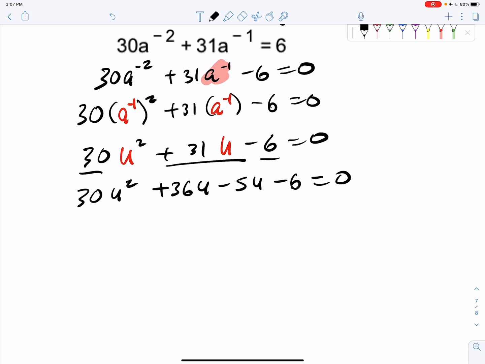Okay, now we group it. What can we factor out of those two terms? Well, what can I factor out? What do I have? 30u squared, 5u. Looks like I could factor out a 5u.